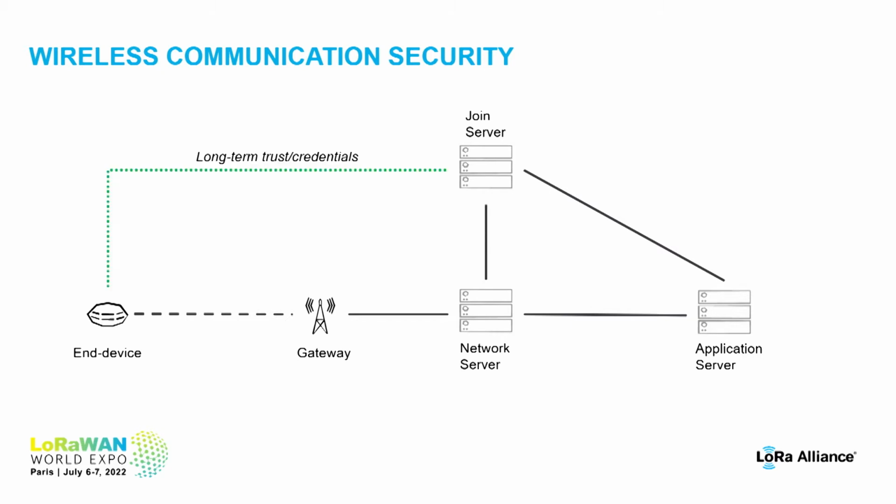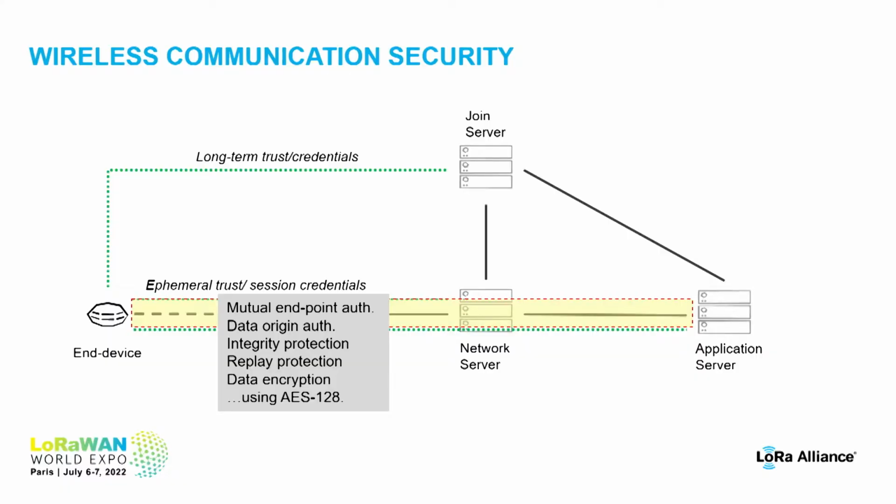So in our standard, it all starts with having a long-term trust and shared credentials between the end device and the join server, which get used with a so-called join procedure. This is a cryptographic handshake that performs mutual endpoint authentication to generate an ephemeral trust between the end device and the network server, and the end device and the application server. And this ephemeral trust is also backed by ephemeral session credentials. And using that, we're able to provide, once again, data origin authentication, replay protection, integrity protection, and encryption for the LoRaWAN traffic that runs between the end device and the application server. And these all use strong AES-128 cryptography.